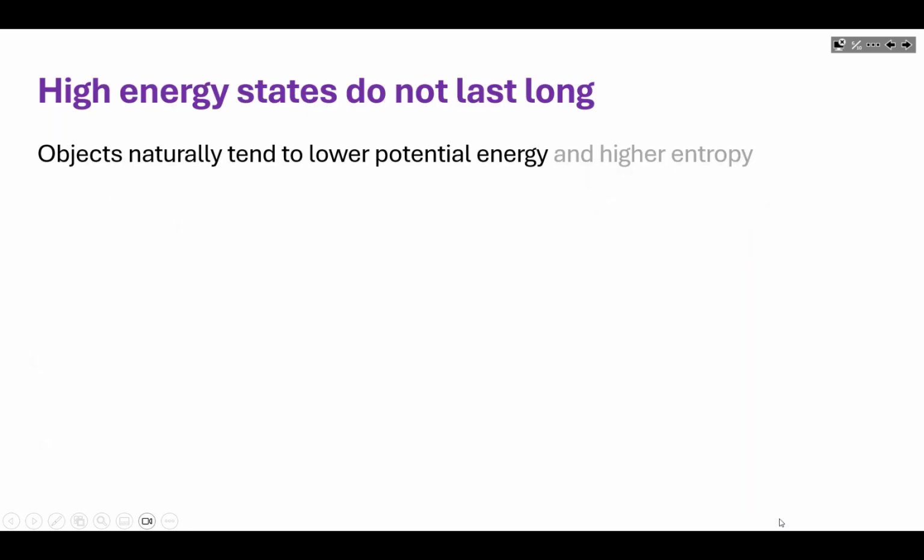Next point. High energy states do not last long. So in the last two examples, we started at the ground state and we used energy to promote electrons to an excited state. In the first example, we promoted to n equals 2, and in the second example, we promoted to n equals 4. The time that that electron exists in a higher energy level is very short. It'll relax down, because objects naturally tend to lower potential energy.